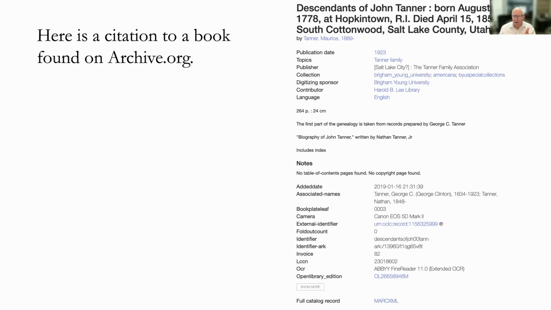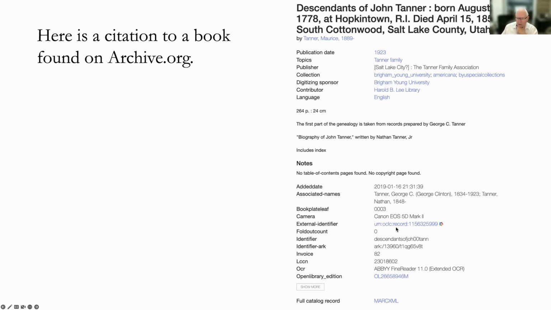So here's a book, Descendants of John Tanner, and you would think, of course, it's coming from archive.org. So you already know where you can find the book because you're there looking at the book. But here they have all the information that you would need to add in order to make it completely and totally available to anyone. One of the things on here that you might not be familiar with is an external identifier. It's sort of near the bottom of the page.